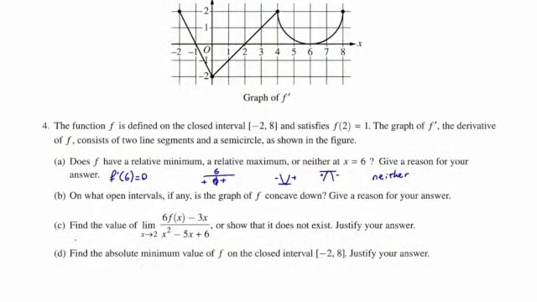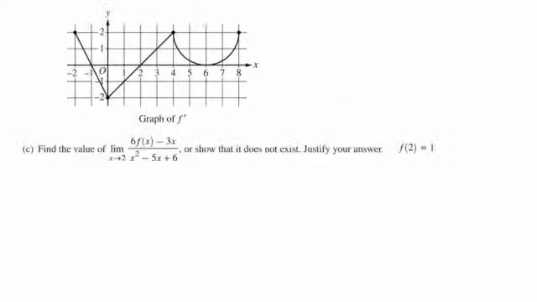Let's solve C. Part C says find the value of the limit of 6f of x minus 3x all over x squared minus 5x plus 6 as x approaches 2, or show that it doesn't exist. Justify your answer. When you want to calculate a limit like this, you should first replace x with 2. So 6f of 2, and we know f of 2 is 1, minus 3 times 2, over 2 squared minus 5 times 2 plus 6. That is 6 minus 6 over 4 minus 10 plus 6, so it is 0 over 0.